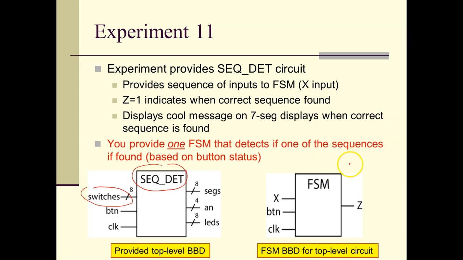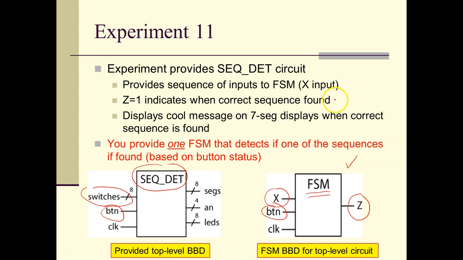So what you're responsible for in this circuit is simply the state machine, and this is the state machine. This is the X input, which is the sequence, and this is the Z output. Essentially, that's how your state machine tells the rest of the circuit that you found the desired sequence. And so these buttons are the same. This is a button that's going to choose the sequence here.